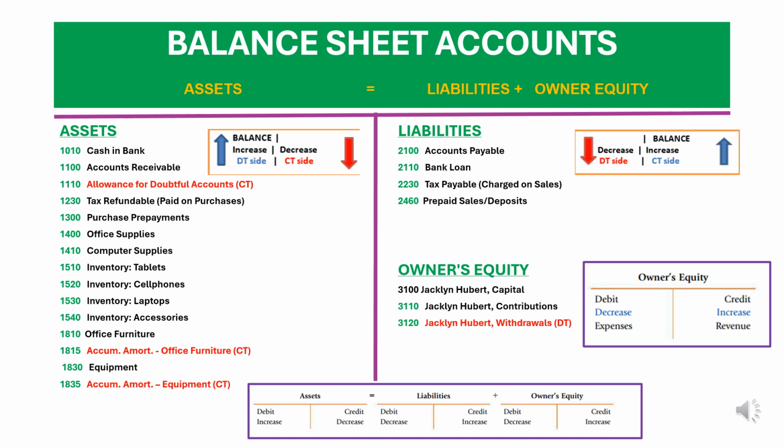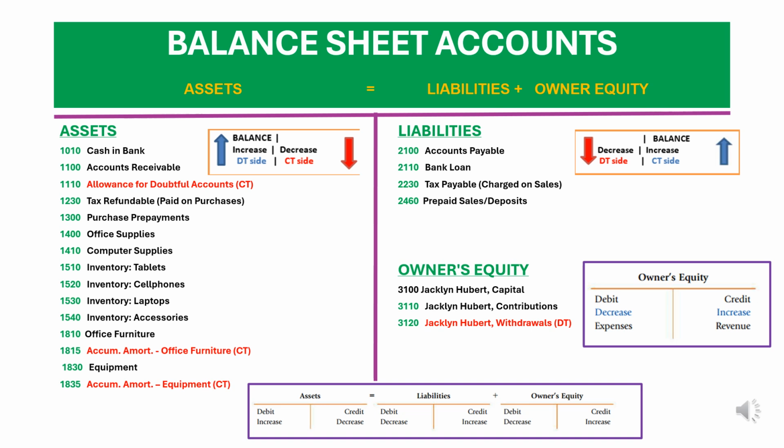Here's a brief explanation of each equity account. Jacqueline Hubert, capital, the initial investment Jacqueline Hubert has made in the business. Jacqueline Hubert, contributions, additional funds or assets provided by Jacqueline to support business operations.